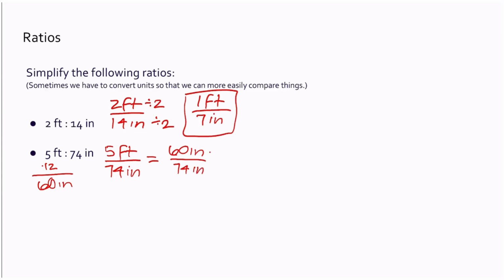And now 60 and 74 do have something in common. So I'm going to start with 2 because I can see they're both even numbers. And I have 30 inches over 37 inches. And now I think that is as simplified as it can be. So I don't always have to convert them if I don't want to, but sometimes it is helpful to convert them so that I can simplify a little bit more.